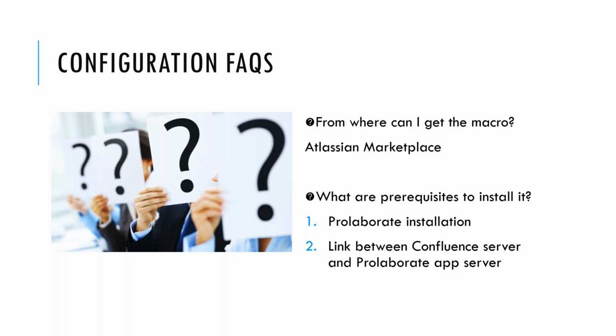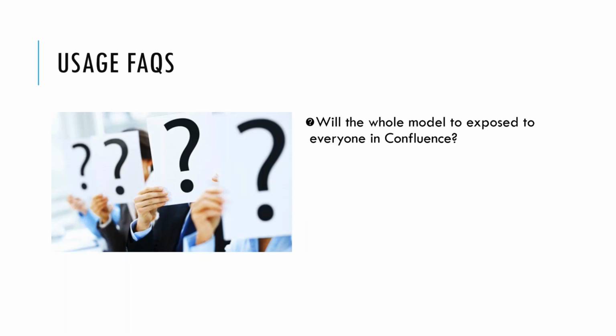And what specifically are the required prerequisites? This is an important point. The Prolaborate installation, again, is one time only and is needed to enable the linking between your Confluence server or cloud and your EA models. There are two servers, and the two app servers should be able to talk with each other, and that's point two.